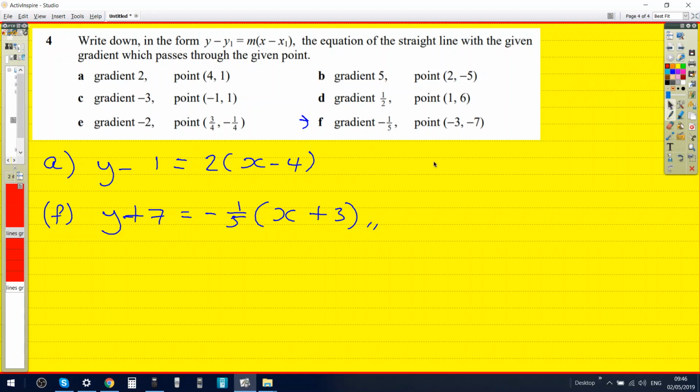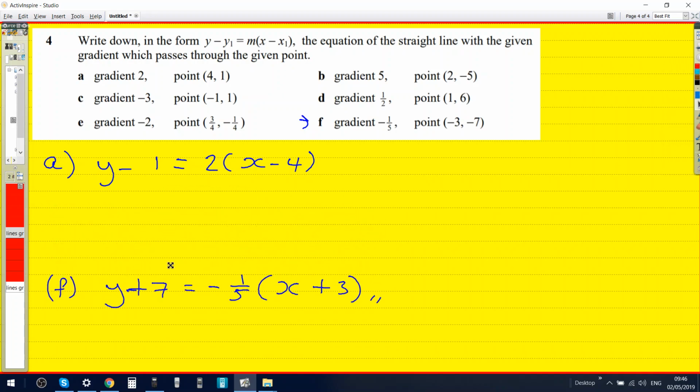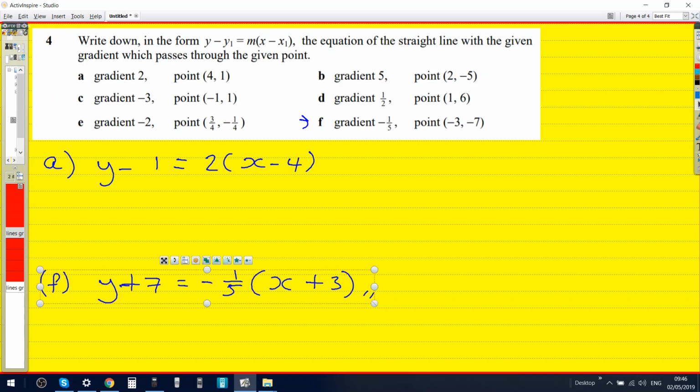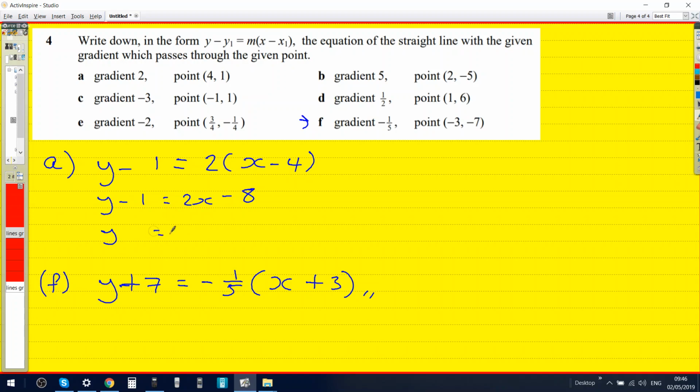What would you have to do? Expand the bracket out to start with. Yeah. The 2x minus 8. And then float the minus 1 across, so it's plus 1. Yeah. So it's 2x minus 7. Y equals 2x minus 7. That's it. So that's y equals mx plus c.